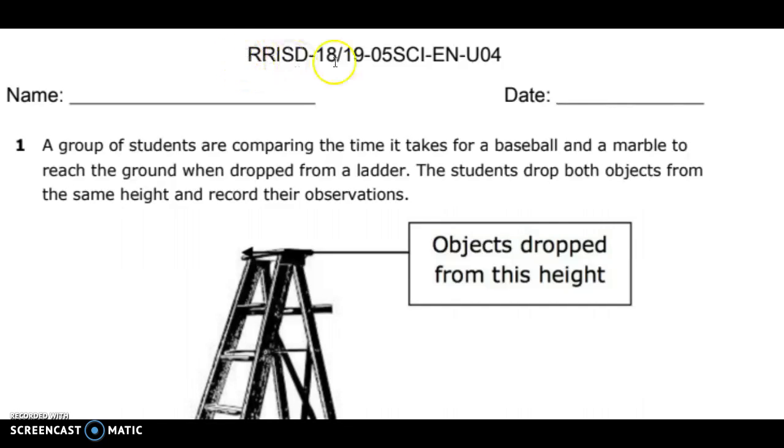Science, Unit 4, DCA. Question 1. A group of students are comparing the time it takes for a baseball and a marble to reach the ground when dropped from a ladder. The students drop both objects from the same height and record their observations. Objects dropped from this height.